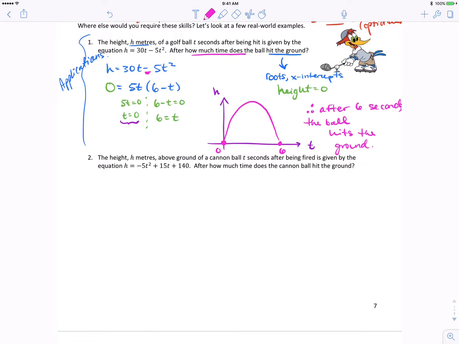Alright, take the second example. You're going to factor it as well. I'll read it through and you're going to try it on your own. So the height, h meters above the ground, of a cannonball after being fired is given by this equation. So here's the height of the cannonball after t seconds. How much time does it take the cannonball to hit the ground? Hit pause on the video. Try this problem on your own.